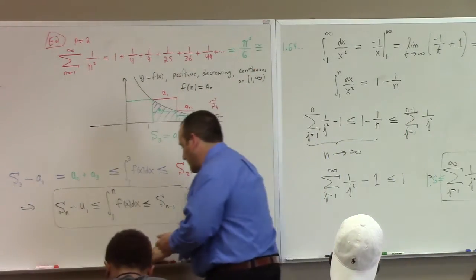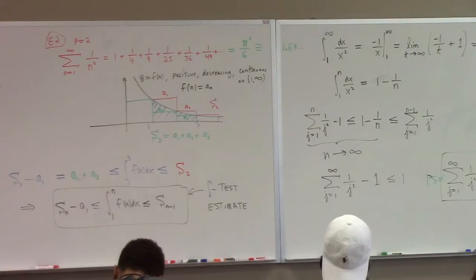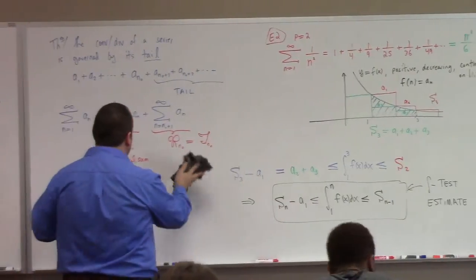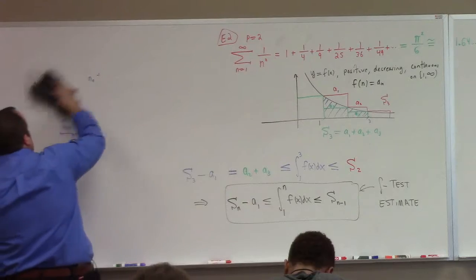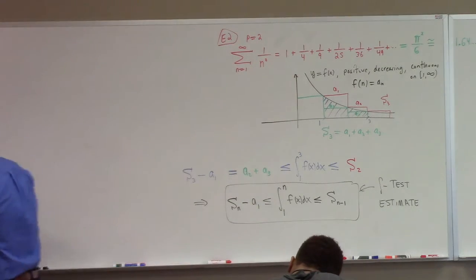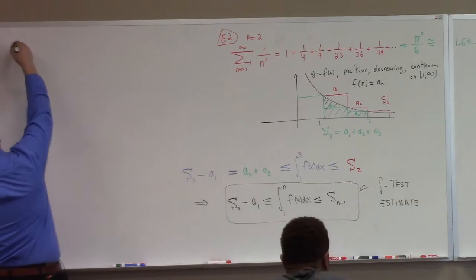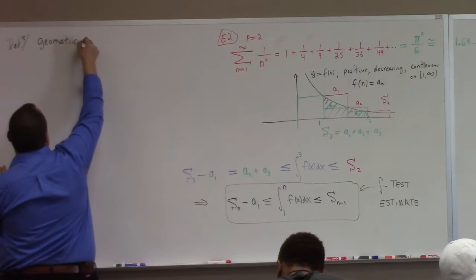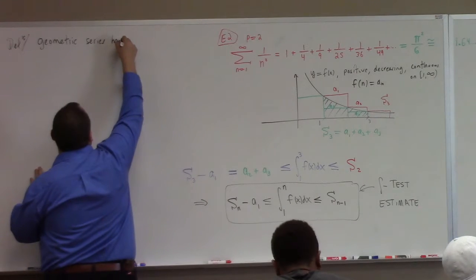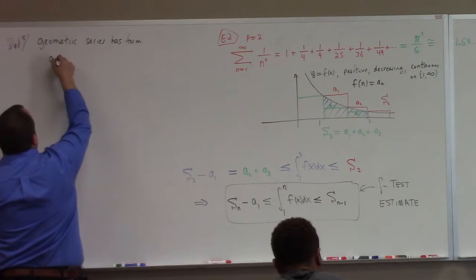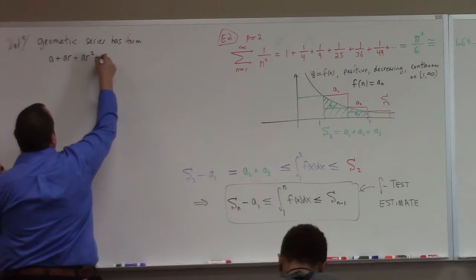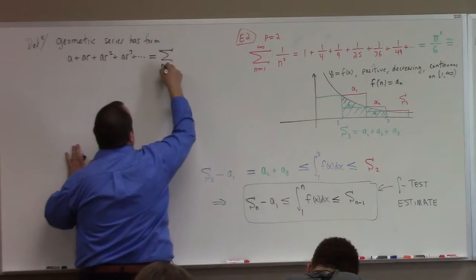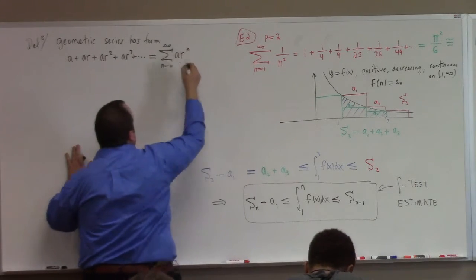Okay? Let's talk more about geometric series. Because I keep hitting geometric series at the very end of class, and we should actually spend some significant time on geometric series. They're important. So some examples of geometric series. Definition, just to remind you, a geometric series has the form A plus AR plus AR squared plus AR cubed plus dot dot dot. In other words, we can write it as the summation n equals 0 to infinity of AR to the n, right?